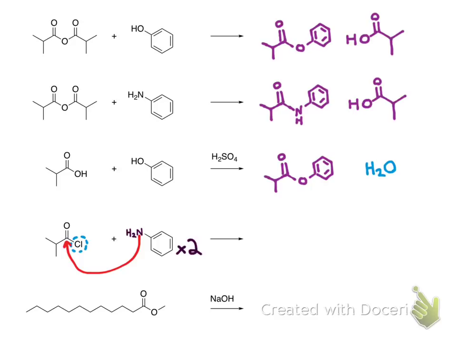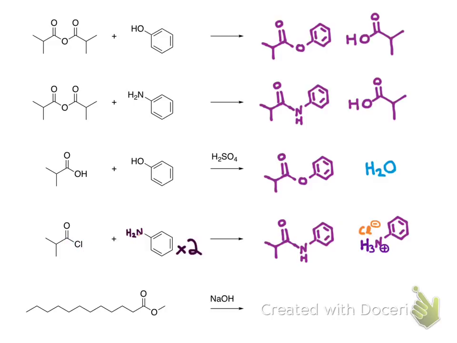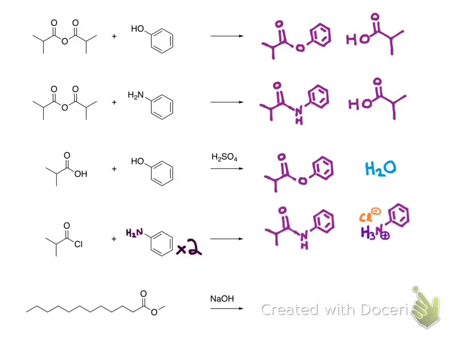So our products here are going to look like this. We're going to get our amide, and then we're going to end up with a salt, an ammonium salt with our chloride leaving group. Okay, and I'm just going to move these up here so that we can avoid the watermark on our last reaction.